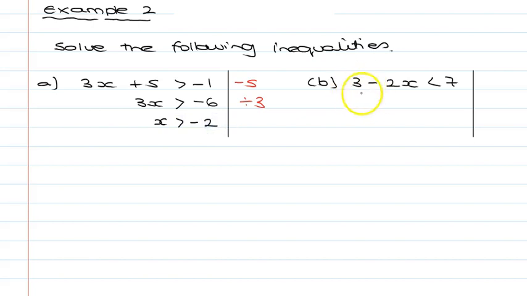Now, moving over to b, we've got 3 minus 2x is less than 7. So the first thing I want to do is deal with this 3. So that means I'm going to subtract 3 from both sides, leaving me with negative 2x on the left is less than 4. Now I want to divide by negative 2. Remember, when you divide by a negative number, you need to switch the sign. So I'm left with x, switch the sign, is greater than 4 divided by negative 2, which is negative 2.